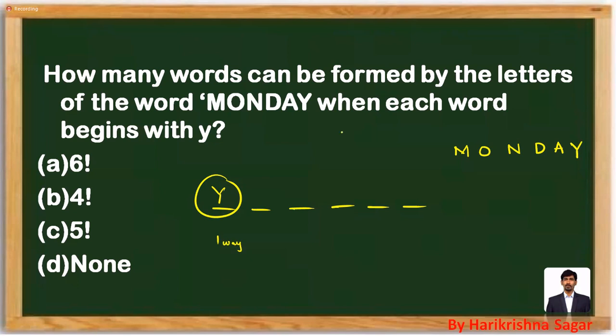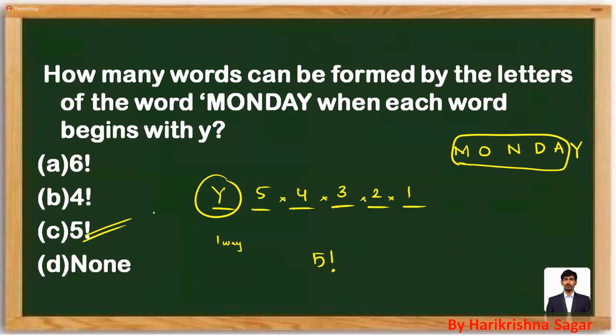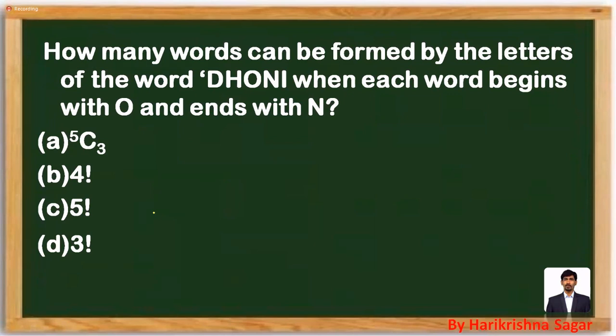So if Y is fixed here, how many are left over? Another 5. The second gap can be filled in 5 ways, 4 ways, 3 ways, 2 ways, and 1 way. So the total number of possibilities will be equal to 5 factorial into 1, that is going to be option C, marked as answer. Look at the next question available on the screen.